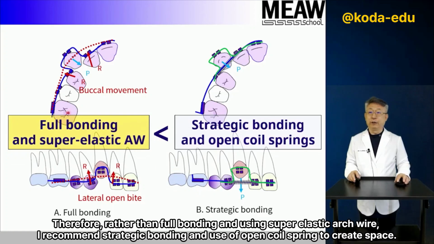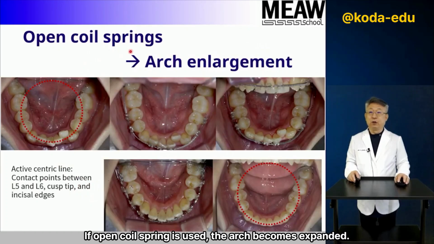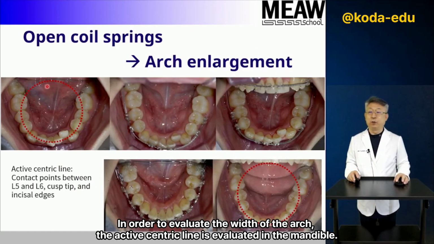Therefore, rather than full bonding and using super-elastic archwire, I recommend strategic bonding and use of open coil spring to create space. If open coil spring is used, the arch becomes expanded. In order to evaluate the width of the arch, the active centric line is evaluated in the mandible.